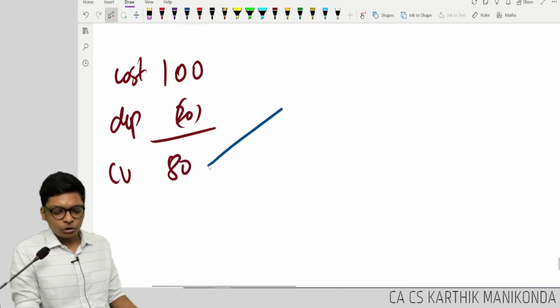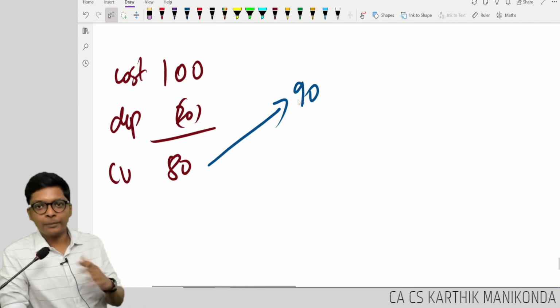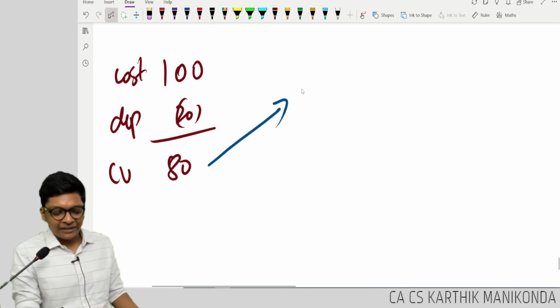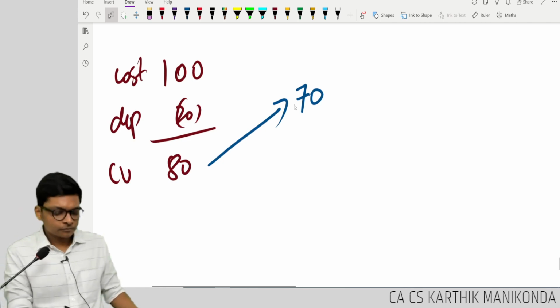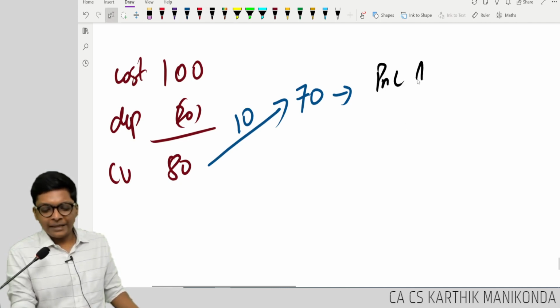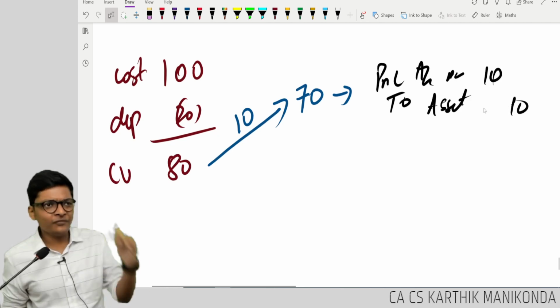I understood that the recoverable value is 90. How much is the impairment? No impairment. Thankfully, you told no impairment. Okay. I understood my recoverable value is 70. What is the impairment? 10. Can you tell me the entry for this? P&L account debit, to whatever asset. That's it. 10, 10. Write off the asset.